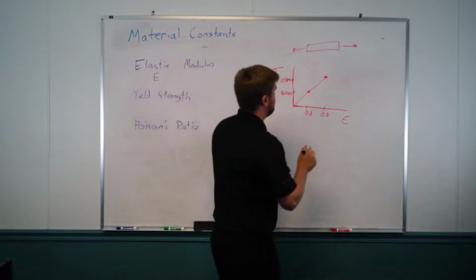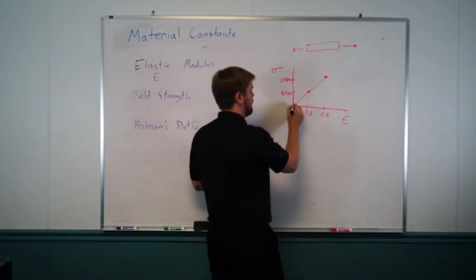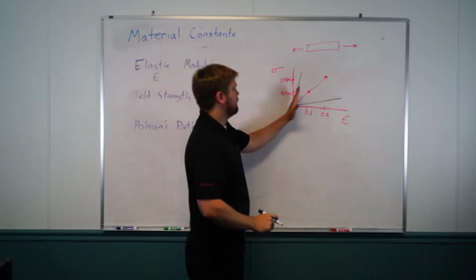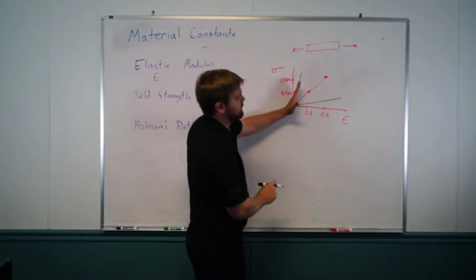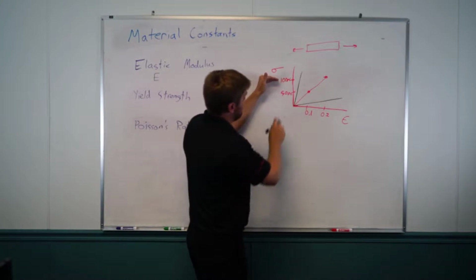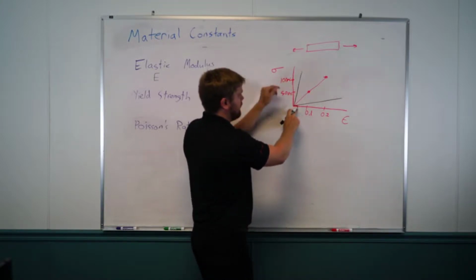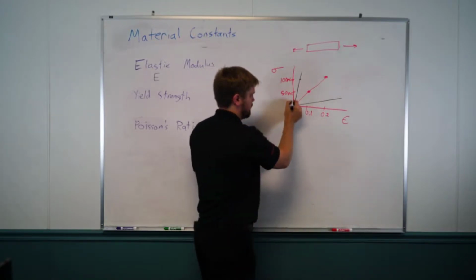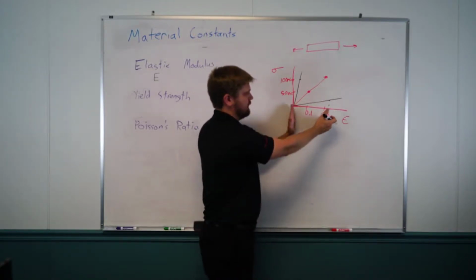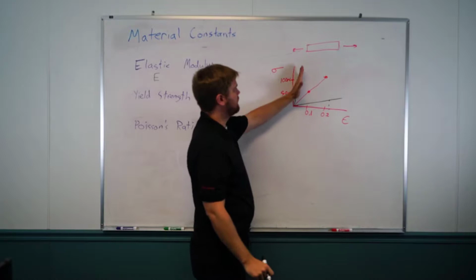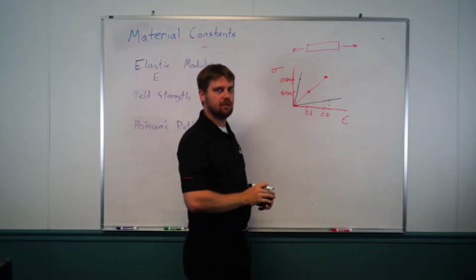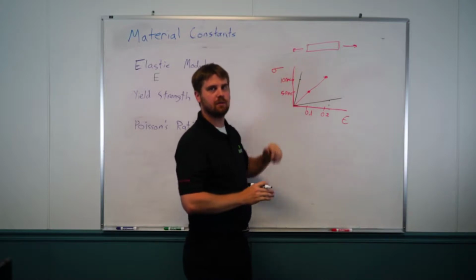If we look at other potential stress-strain diagrams, which might look like this or that, and take a look at how this material behaves, it takes a lot of stress in order to get a little bit of strain. This material here takes a little bit of stress and we get a lot of strain. So we see this slope of this line describes how stiff the material is. The steeper the slope, the stiffer the material.